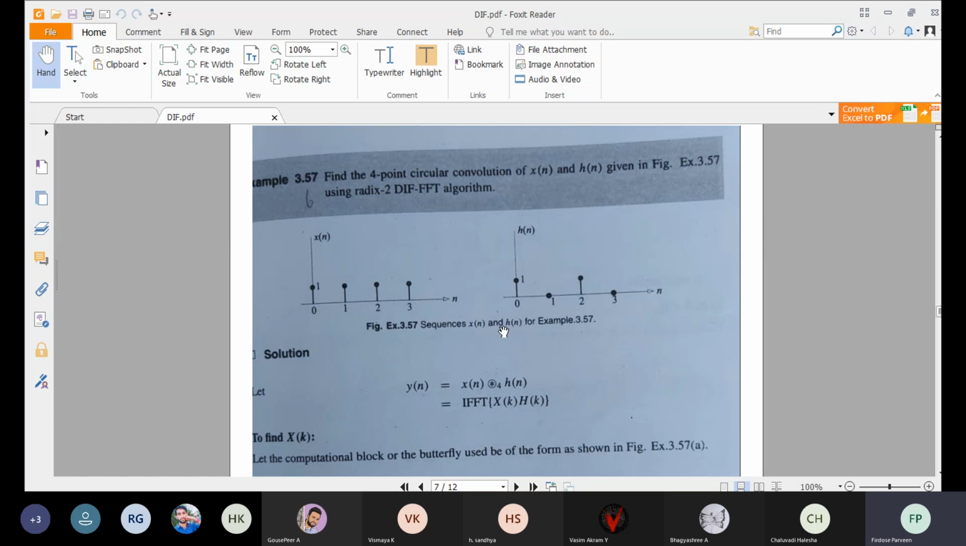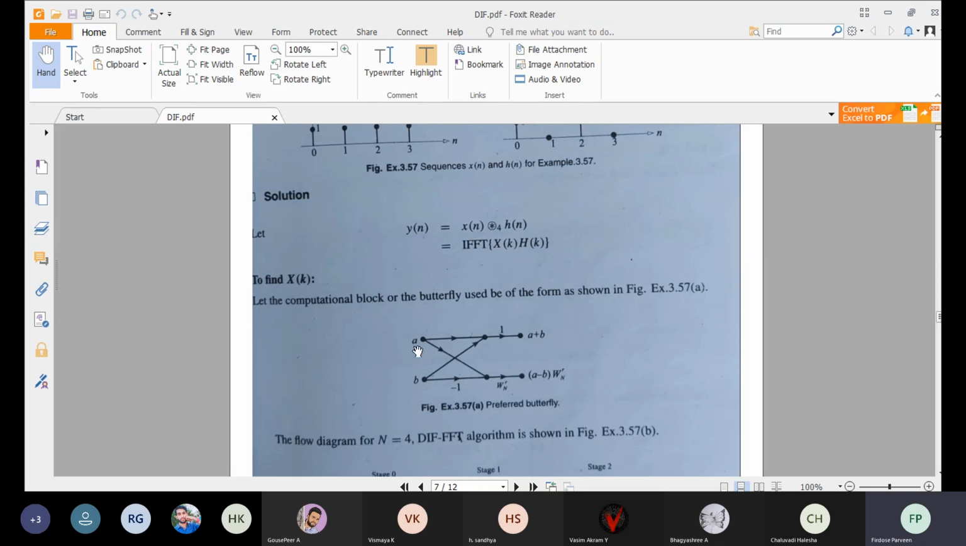What about h of n? H of n will be, at n is equal to 0, it is 1. At n is equal to 1, it is 0. At n is equal to 2, it is 1. At n is equal to 3, it is 0. So it is 1, 0, 1, 0.